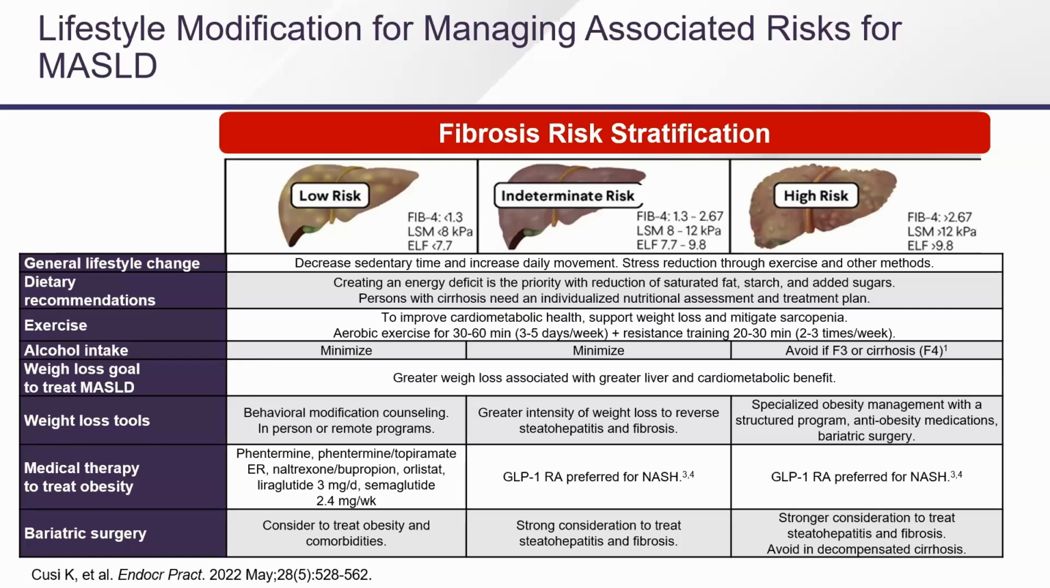Weight loss tools, again, targeting to where your patients are. At a low risk, we're going to look at behavioral modification, counseling, in person. Remote programs have really blossomed, so this is something that we can take advantage of. As the risk increases, greater intensity of weight loss to reverse fibrosis and steatosis should be targeted. And certainly at the more advanced risk, we really should engage patients in specialized obesity management with structured programs, anti-obesity medication, bariatric surgery should be considered.